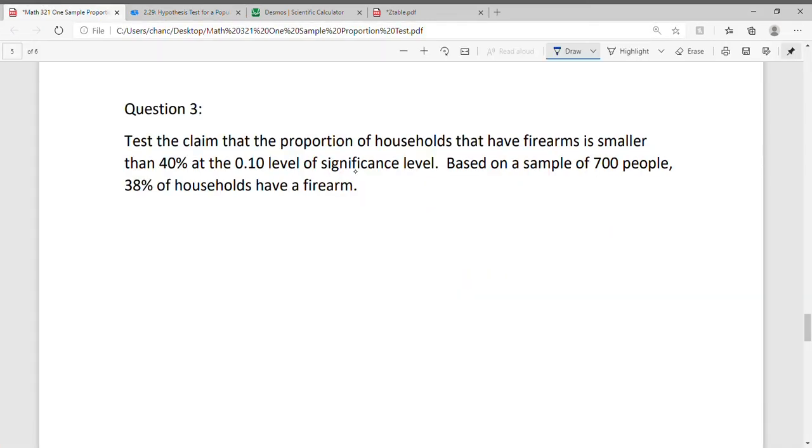Question 3. Test the claim that the proportion of households that have firearms is smaller than 40% at the 0.10 level of significance. Based on a sample of 700 people, 38% of households have a firearm. We always start the problem by stating our claim. In this question, we want to know, is the proportion less than? We're claiming it is less than 0.40.